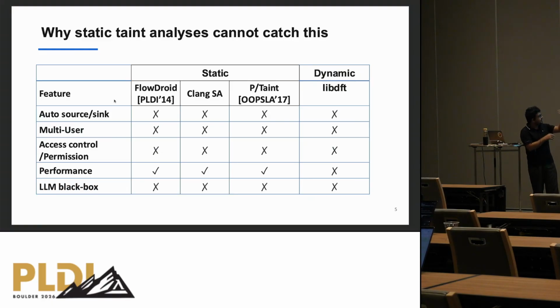So there is that, and as libdft works in a dynamic environment, there is a performance overhead on this, and there is also an LLM black box here. So what is the LLM black box?